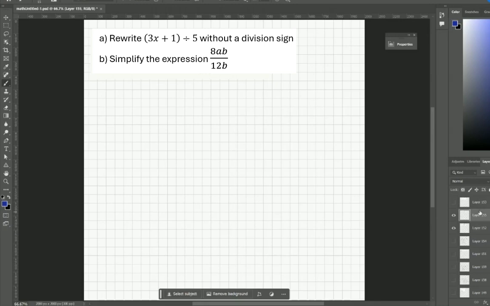Alright, welcome back. So we're now going to look at how we simplify an algebraic expression using division. And this is one of those skills where it helps to know a little bit about fractions.